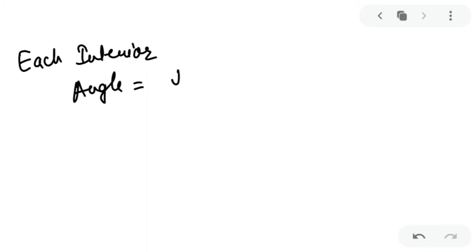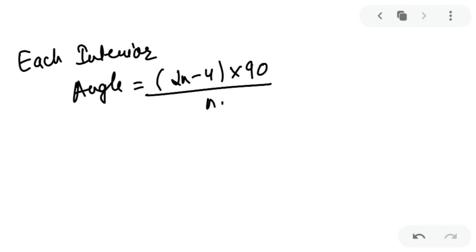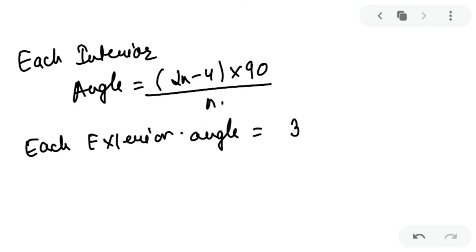If you want to find each interior angle, in that case, you have to go for the same formula, (2n minus 4) into 90 upon n. That is the number of sides. If you want each exterior angle, in that case, you have to go for 360 degree upon n, because the addition of the exterior angles is always 360. So if you want one exterior angle, then 360 divided by n.